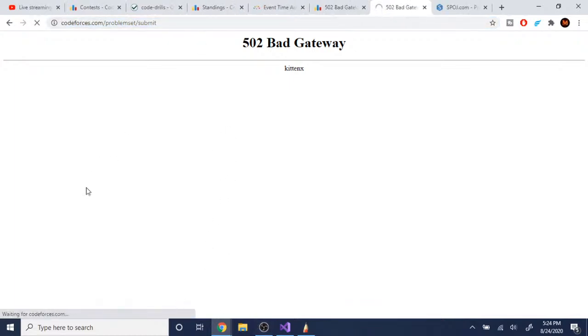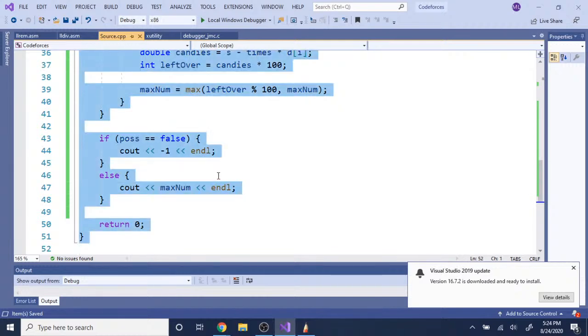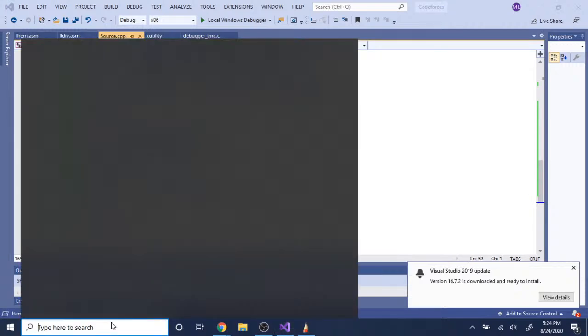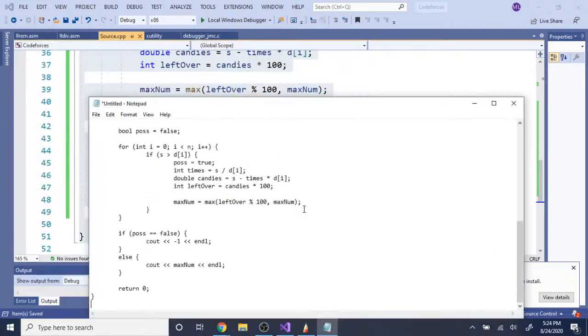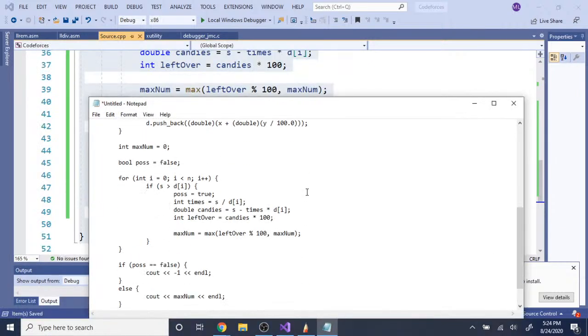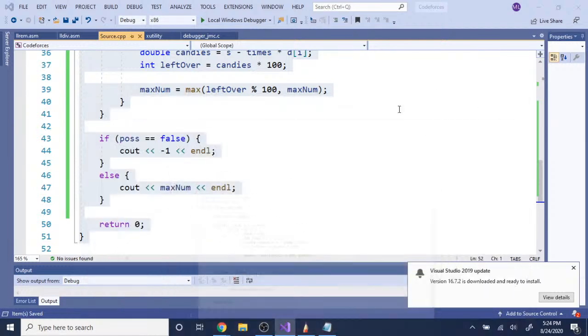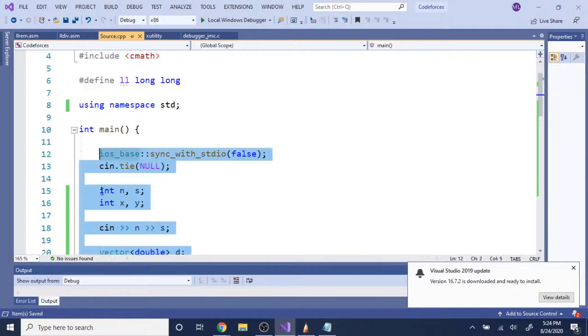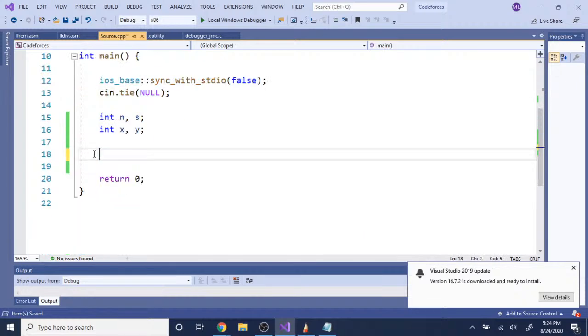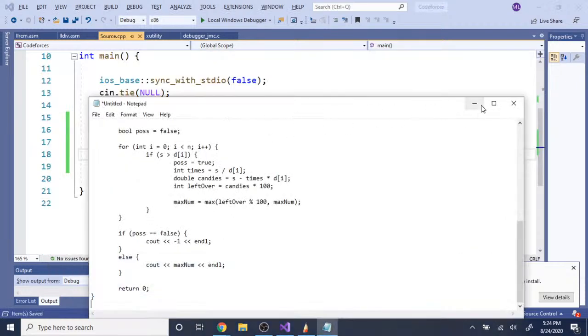Okay, I'm going to copy this and paste this into a notepad, and then I'll submit the notepad from there. I don't remember what problem this was, but it's something to do with candies and cents. Okay, let's do SPOJ, because these are common algorithms.